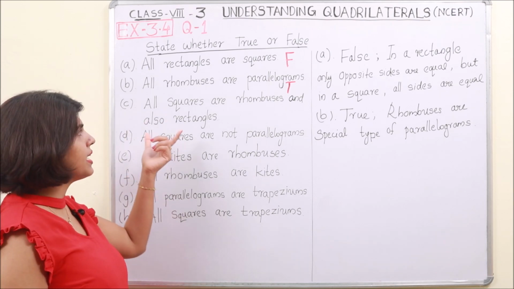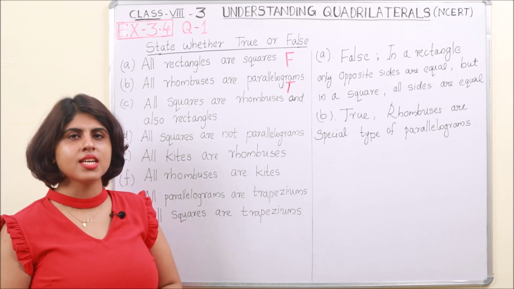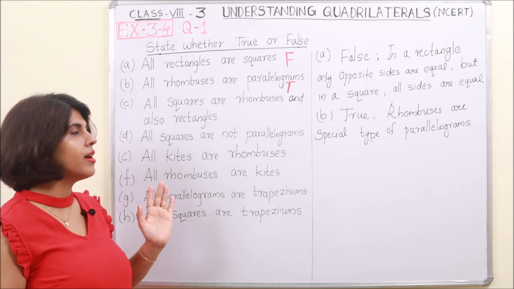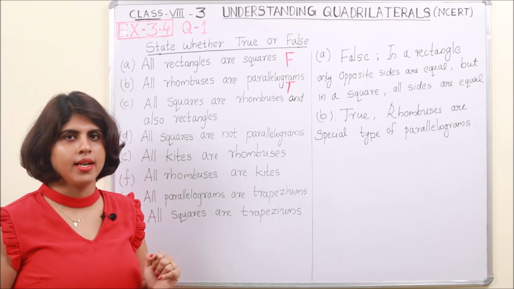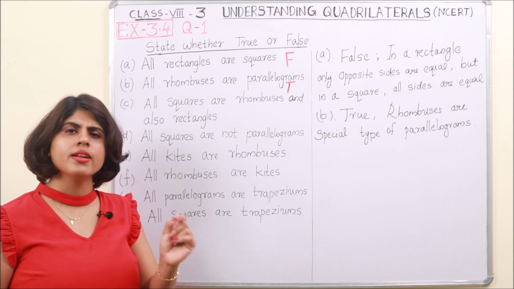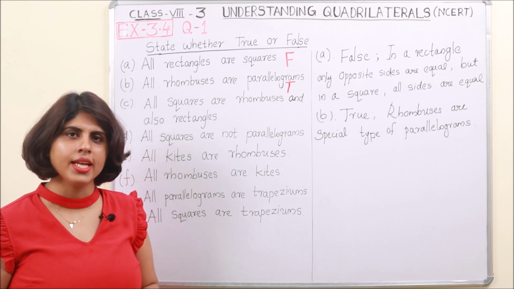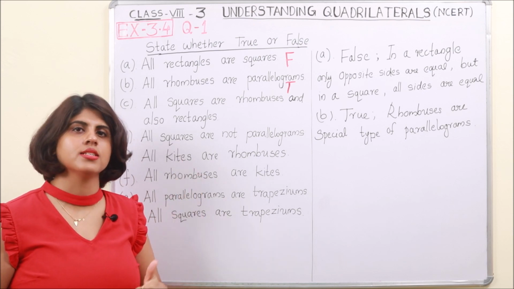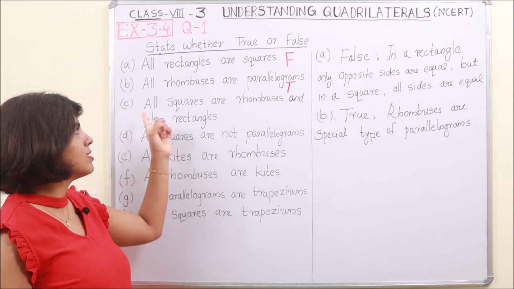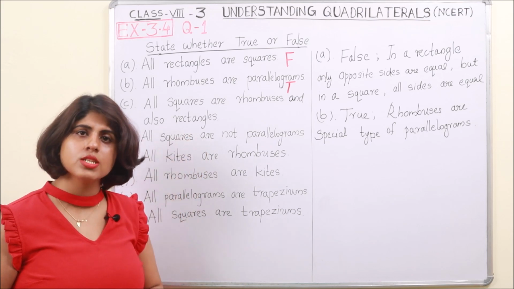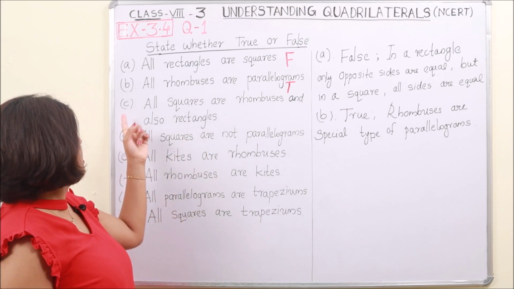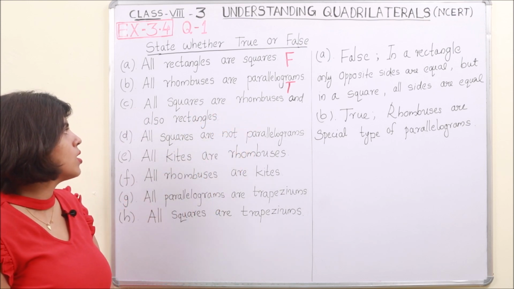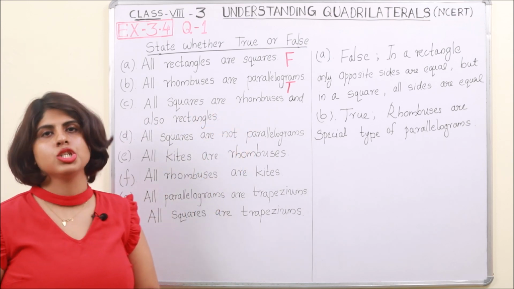Second part is all squares are rectangles. The statement is true. Why? Because in a square, all sides are equal, but in a rectangle, only the opposite sides should be equal. All squares satisfy the properties of rectangles. So that statement is also true. Therefore, the whole statement, all squares are rhombuses and also rectangles, is true. Clear?